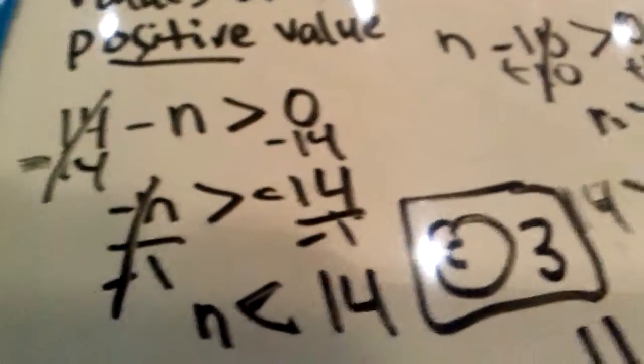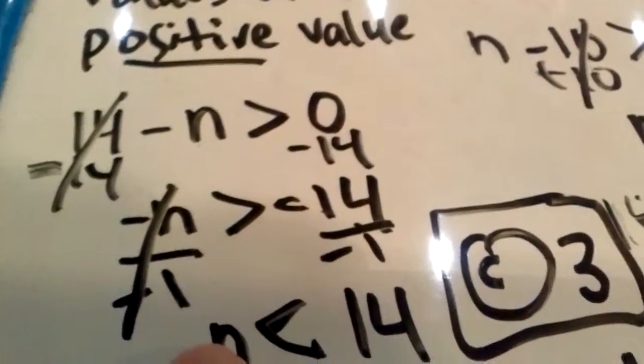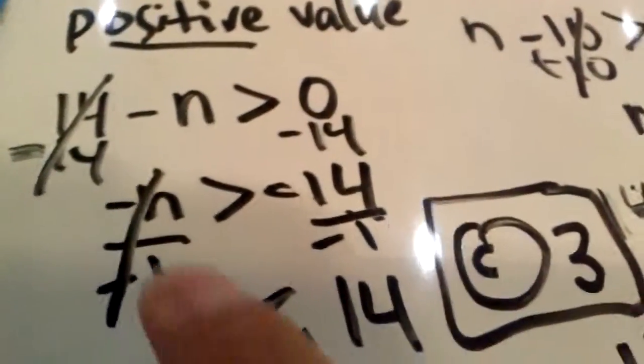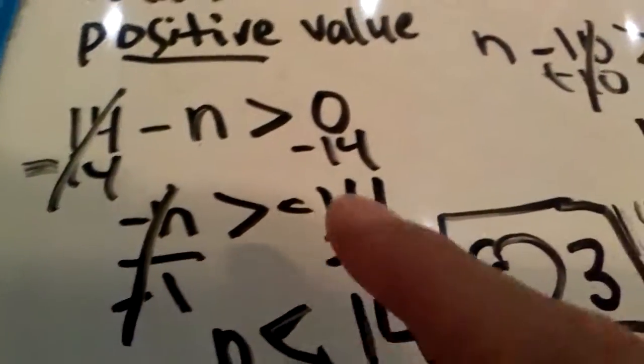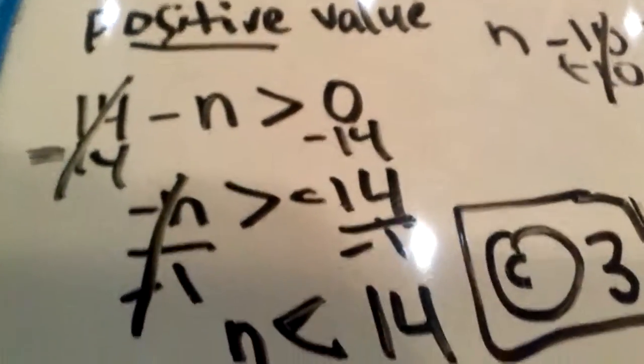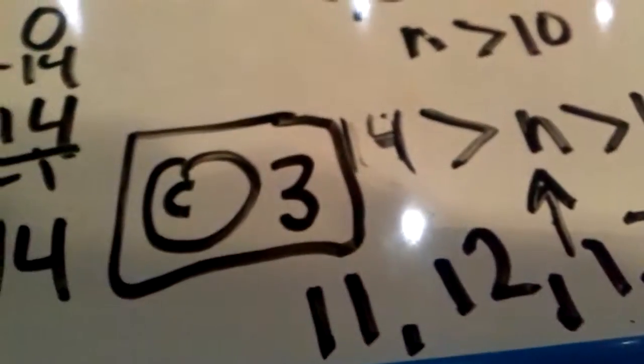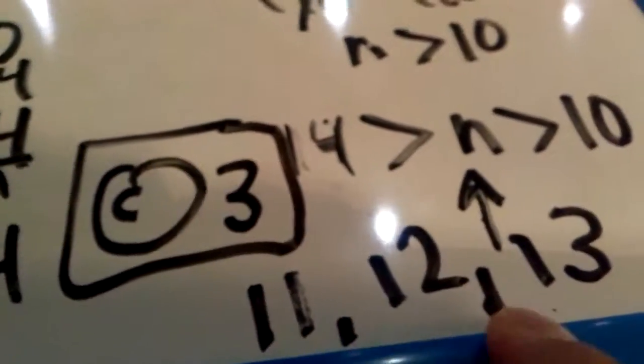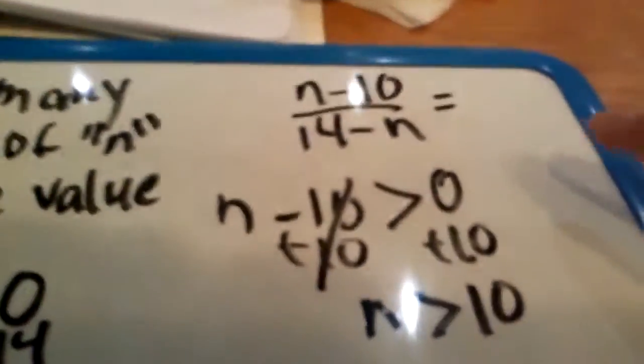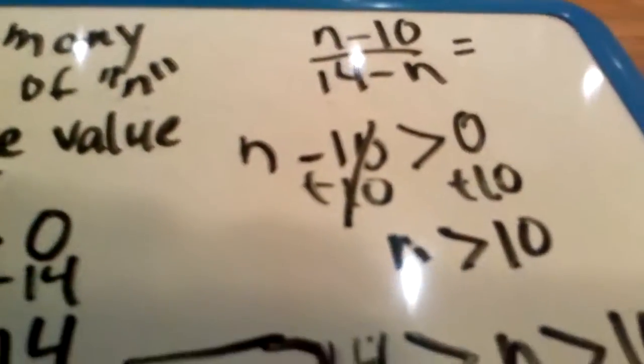This one's a little more complicated because it invokes that rule about if you divide the variable by a negative number, you have to switch around the sign. See, it went from being greater than to less than. And then you just combine it, and that gives us the answer: 3 integers, 11, 12, and 13. Those are the ones that, if you plug them in there, satisfy things, alright?